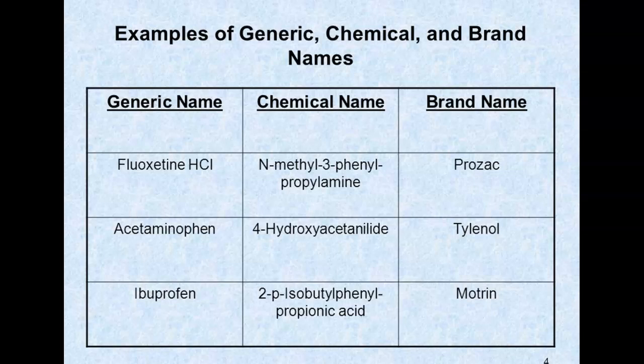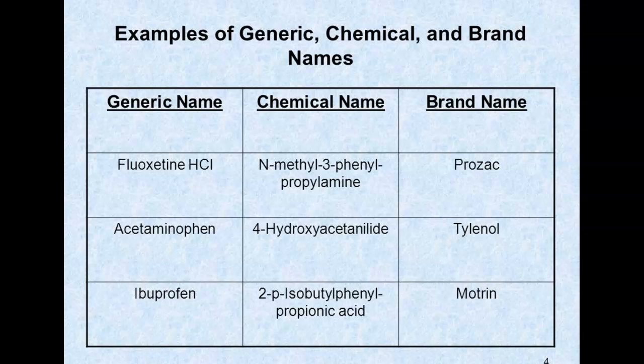It's on the right-hand side, the brand name, and that's fluoxetine. And then you have your chemical name in the middle. It's not always necessary to memorize the chemical name, but that will tell you exactly what the chemical process is, so that if you want to go into the organic chemistry or anything like that, that's exactly what it is. You have acetaminophen on the left-hand side, as well as Tylenol on the right. We probably know that one.